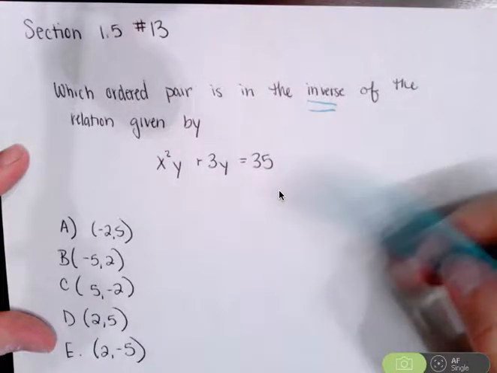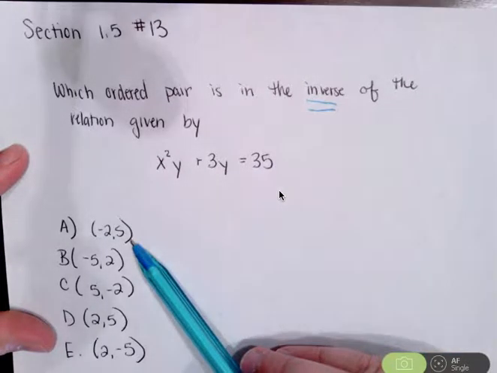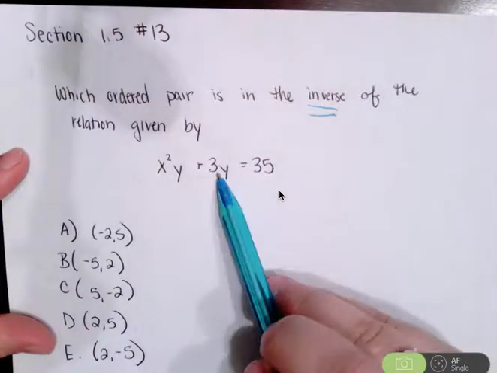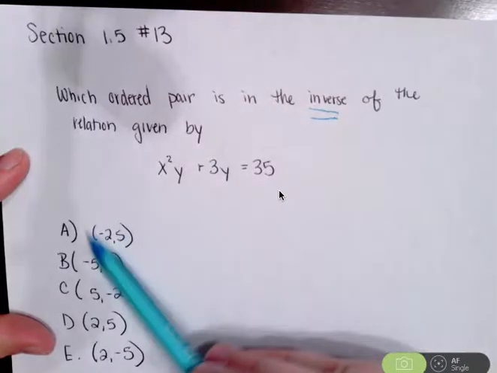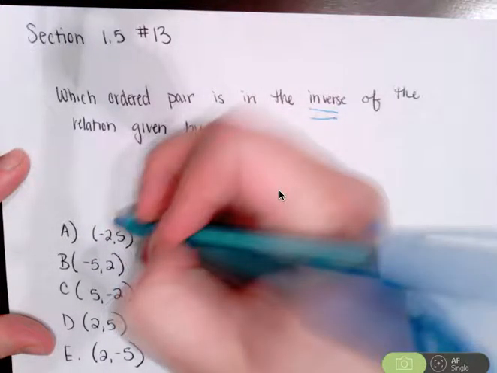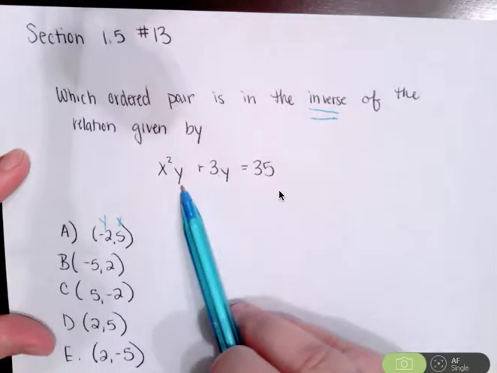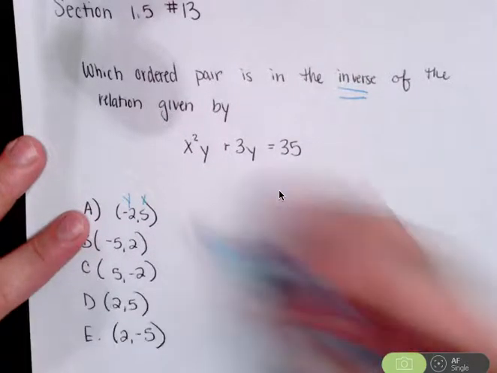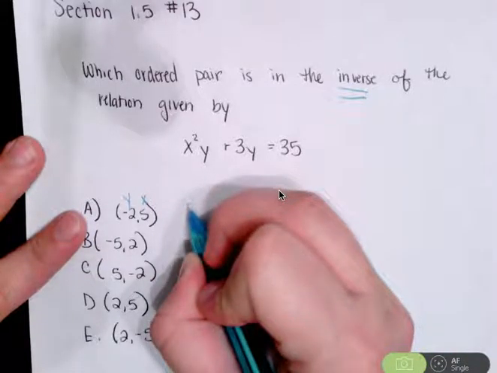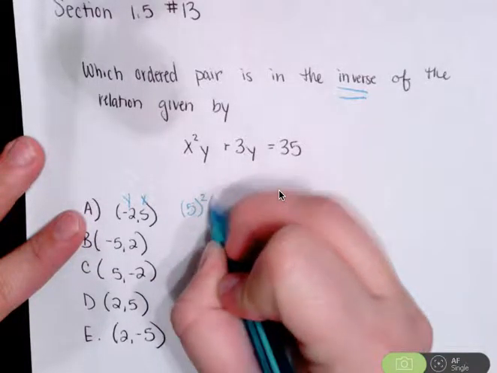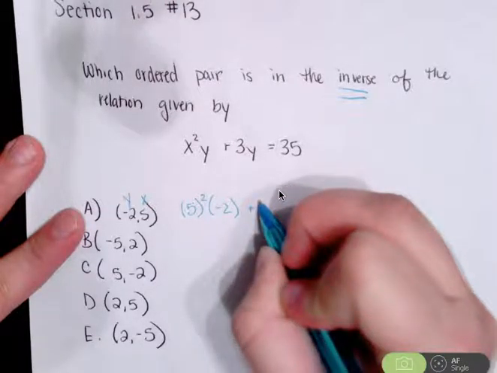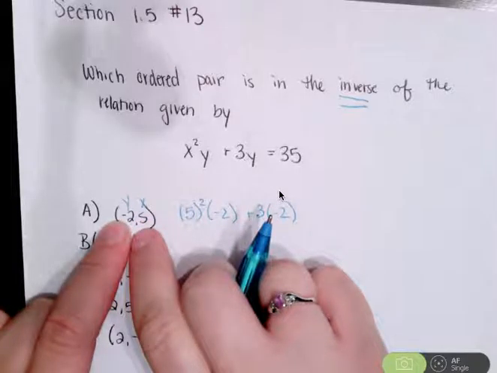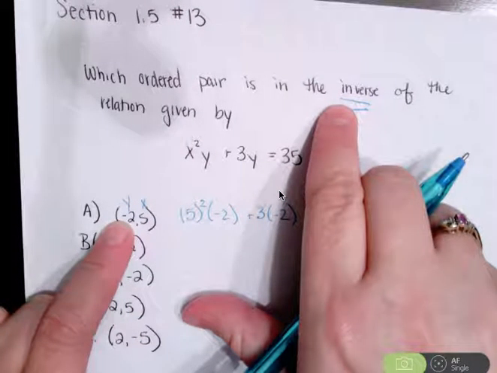Well, remember, if these points are in the inverse, that means our x and our y switch. So here, if this was in our inverse, that means this would be our x and this would be our y in our original. So all you have to do is plug them in and see if they work. So for this one, what you would do is say, okay, I'm going to do 5 squared times -2 plus 3 times -2. And again, the reason you switch these is that a point that exists in the inverse has its coordinates switched in the original.